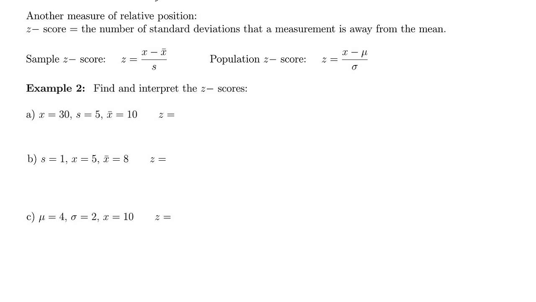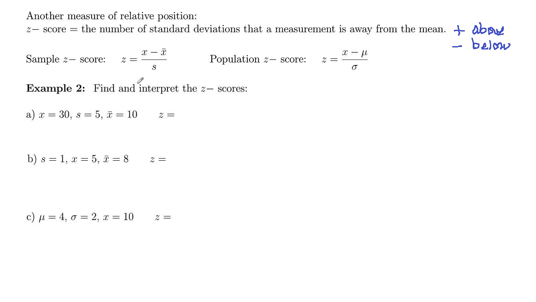Another measure of relative position is something called the z-score, and the z-score is just the number of standard deviations that a measurement is away from the mean. So a positive z-score means that the value is above the mean, and a negative z-score means that the value is below the mean.